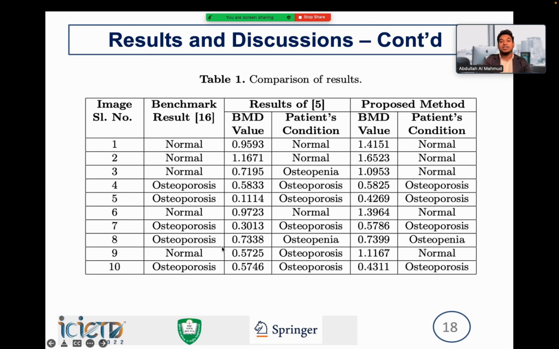Well, the results and discussion table. After observing the results, it is stated that our proposed method performs far better than existing methods. We are getting more accurate results than the compared ones.